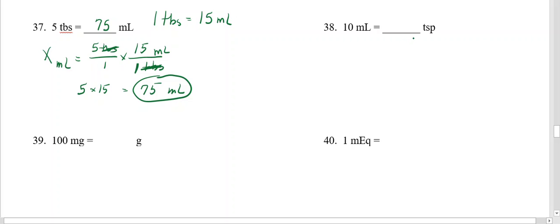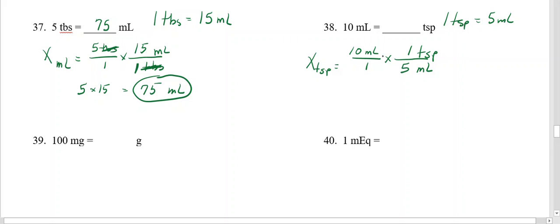So let's look at 2 milliliters equals how many teaspoons? Okay, this is teaspoons, so I remember you have 1 teaspoon is equal to 5 milliliters. So I'm looking for teaspoons, so it's X teaspoons equals what I know, 10 milliliters over 1. So remember, in dimensional analysis, it's always what you know over 1 times your conversion. So since milliliters is on top, milliliters goes to the bottom, and teaspoons will go to top because teaspoons is what we're looking for. So our conversion, 1 teaspoon is 5 milliliters.